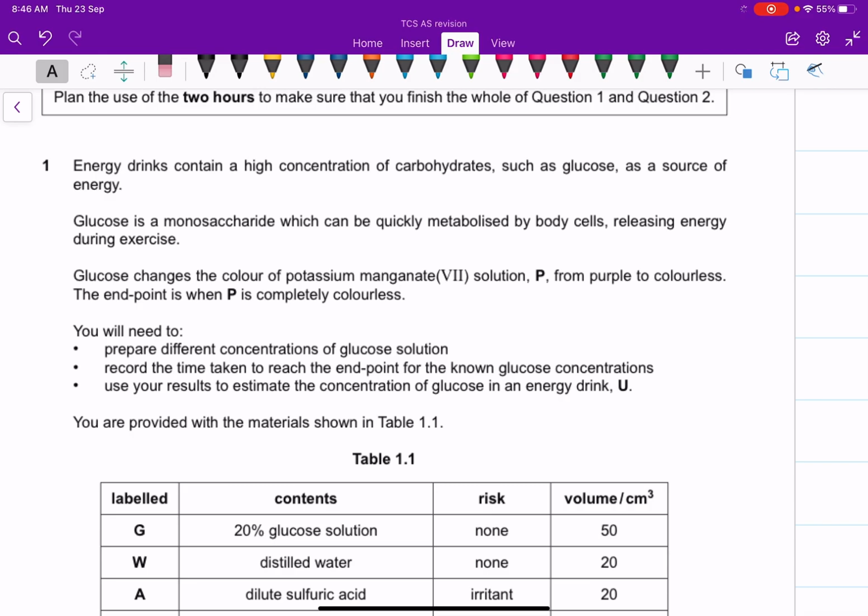Energy drinks contain a high concentration of carbohydrate such as glucose as a source of energy. Glucose is a monosaccharide which can be quickly metabolized by body cells, releasing energy during exercise. Glucose changes the color of potassium manganate solution P from purple to colorless. So this should be your end point. Potassium manganate solution, which is P, changes color from purple to colorless. So this is your end point.